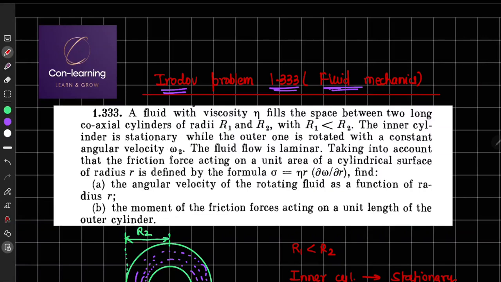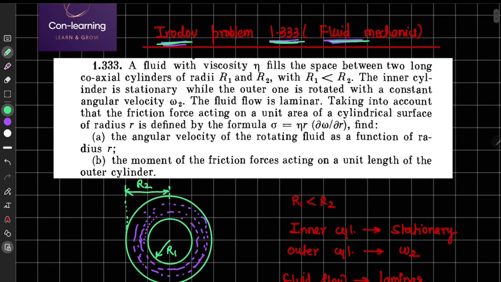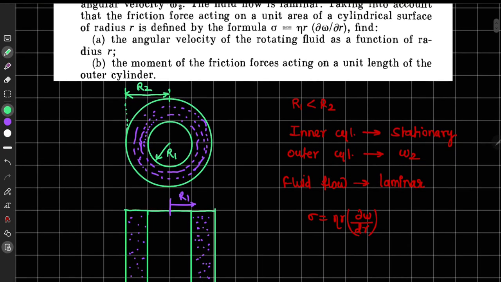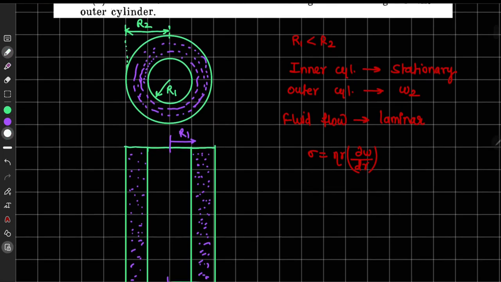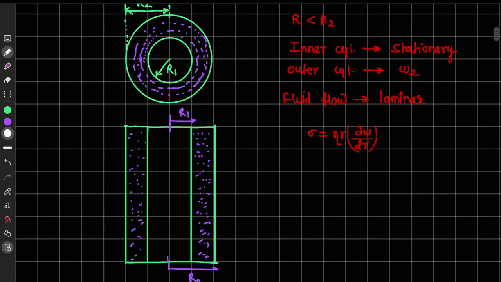Hello everyone. In this video, we are going to solve problem number 1.333 from Irodov, which is related to fluid mechanics. Let us first understand the problem and then solve it step by step. We have two cylinders. The inner cylinder radius is given as capital R1 and the outer cylinder radius is given as capital R2, and in between these two cylinders the fluid is moving. These are the two views I have drawn, representing the flow of the fluid inside the domain of the two cylinders.